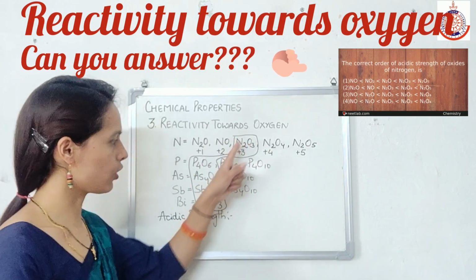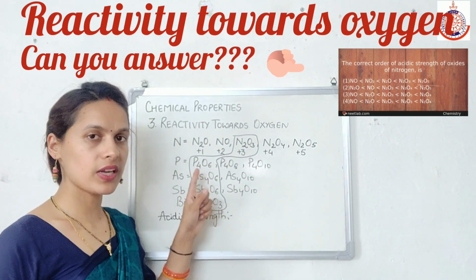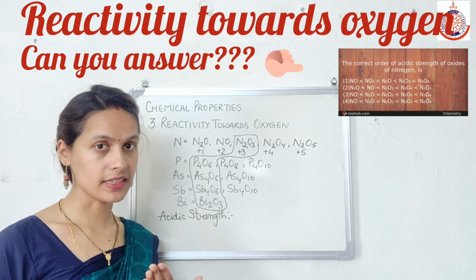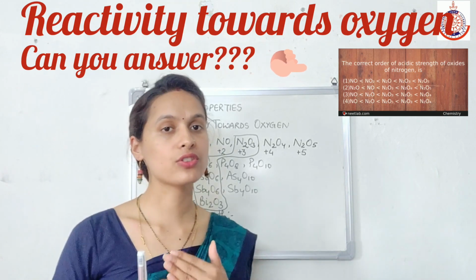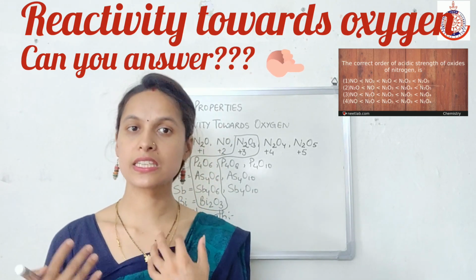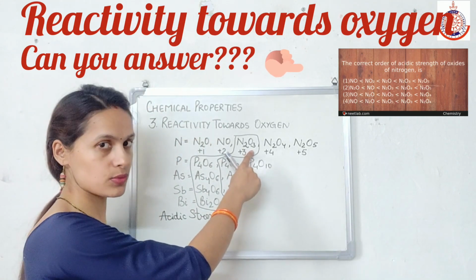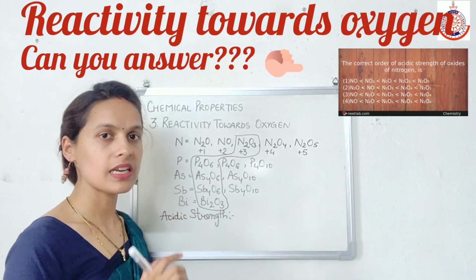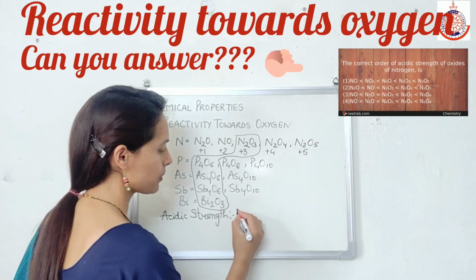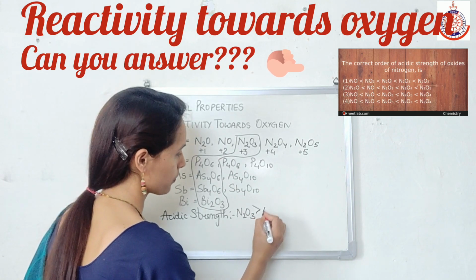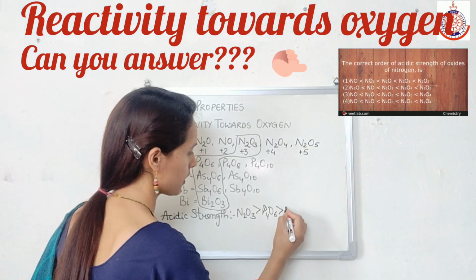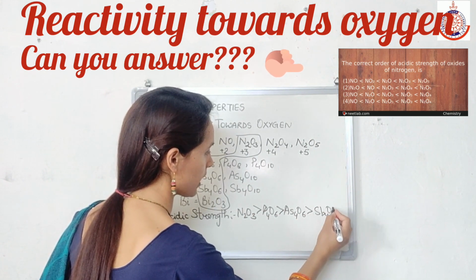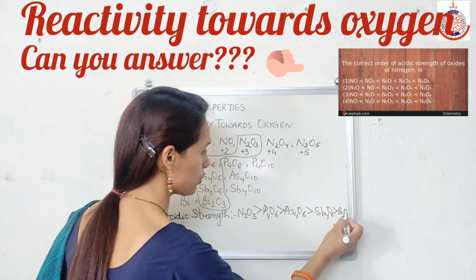I'm talking about these oxides because in these oxides the oxidation state is +3. So if we have to arrange these oxides in the increasing order of their acidic character: with increase in the electronegativity, acidic strength increases. It means the most acidic is this one and the least acidic is this one, because this one is most electronegative and this one is least electronegative. So the acidic strength order becomes N2O3, P4O6, As4O6, Sb4O6, and the least one is Bi2O3.